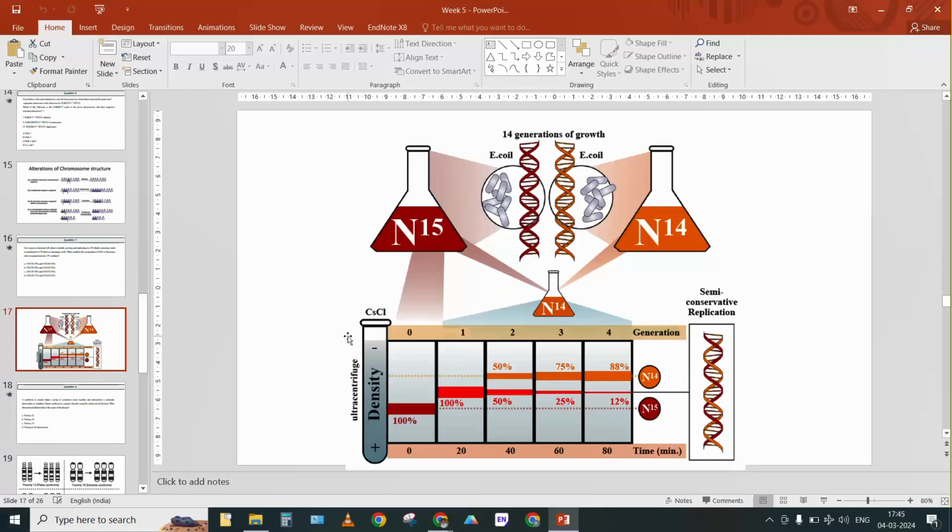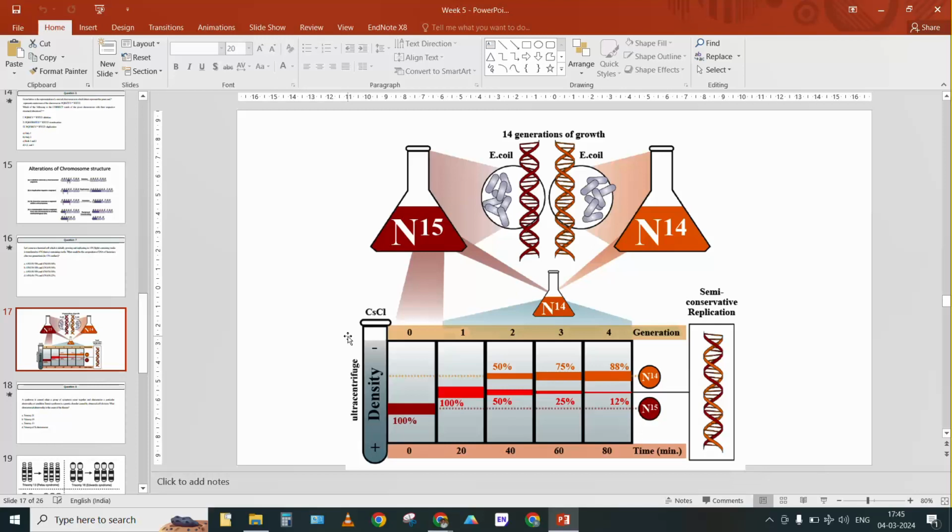The next scenario is semi-conservative replication. If DNA replication follows the semi-conservative model, each DNA double helix would consist of one original 14N labeled strand and one newly synthesized 15N labeled strand. This results in two DNA molecules, each composed of one strand from the original DNA and one newly synthesized strand labeled 15N.